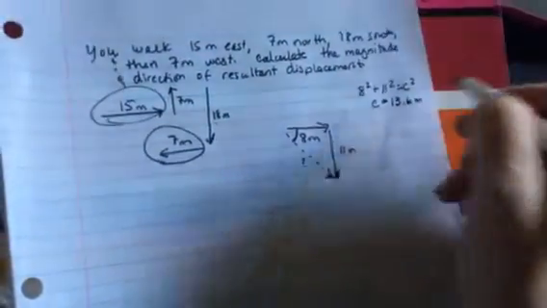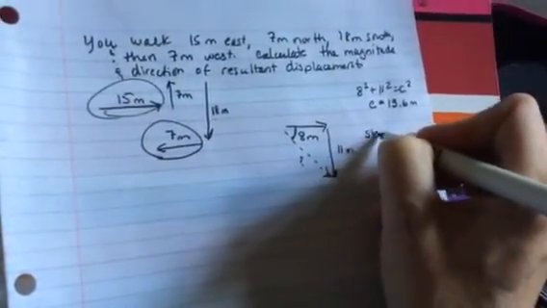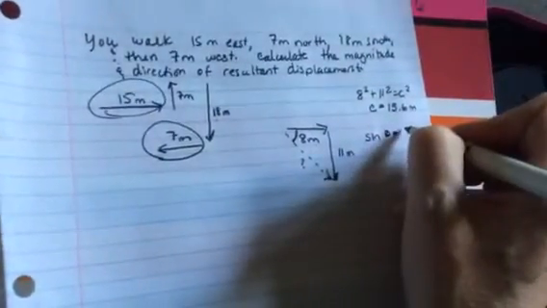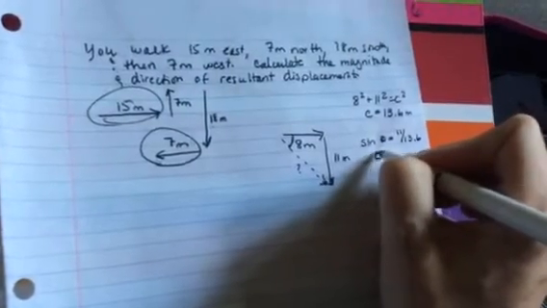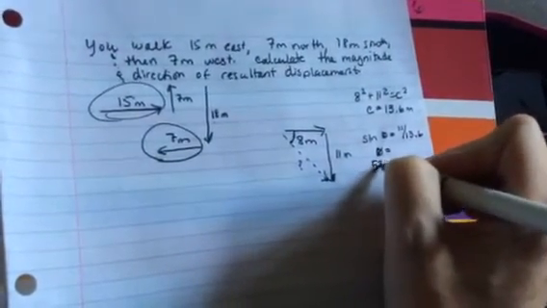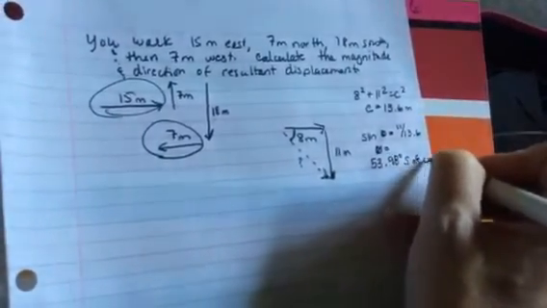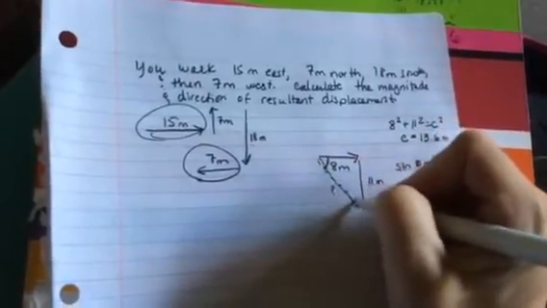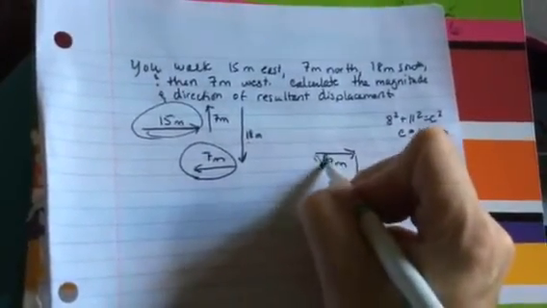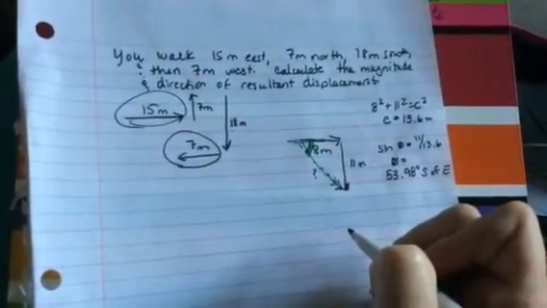And then for your angle, you can use tangent, cosine, sine, doesn't matter. But you can do sine of your angle equals opposite, which is 11, over 13.6, because that's your hypotenuse. When you calculate that in your calculator, you're going to get 53.98 degrees south of east. And that's the math to it. Now again, just to show you, this is your resultant vector here, and our angle is always measured from that horizontal axis. Okay, and that's all there is.